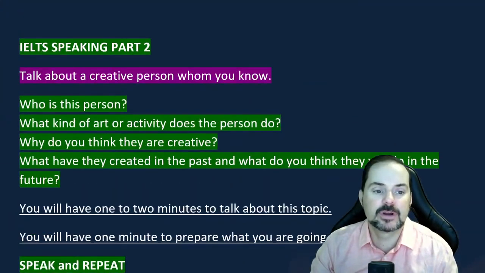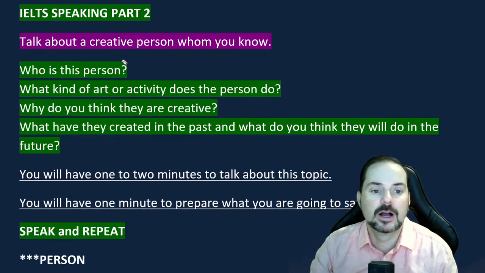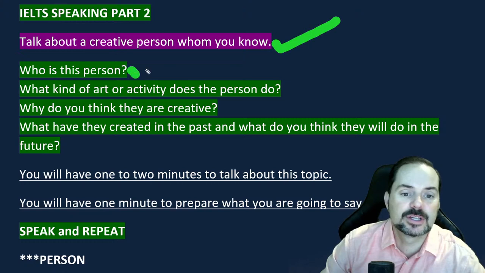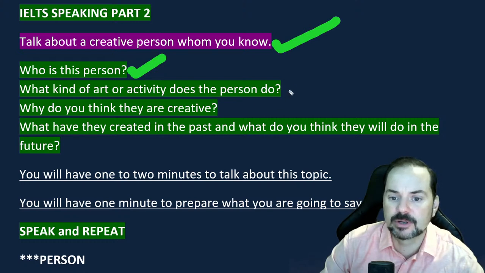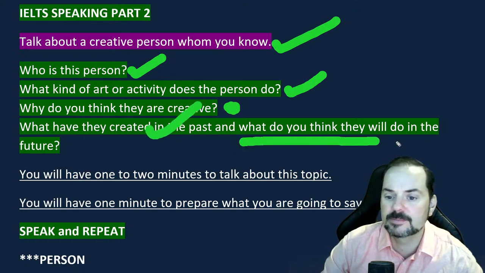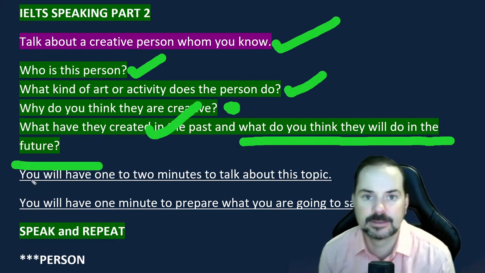So we look at the card, right? We cannot forget about the card. Who is this person? So let's see. Talk about a creative person who you know. Check. We've talked about that, okay? Who is this person? Check. We've talked about that. What kind of art or activity does the person do? Check. We've talked about that. Why do you think they are creative? Kind of talked about it, so I'm going to put a dot there. What have they created in the past, and what do you think they will do in the future? This one we talked about, but this part here in the future, we haven't really talked about.